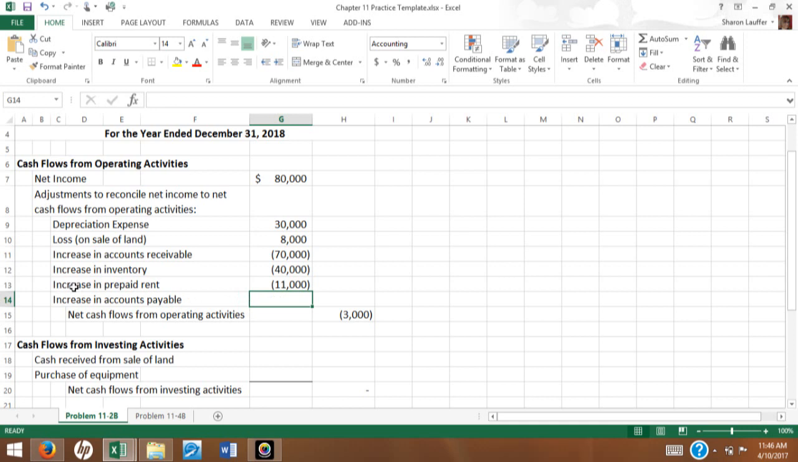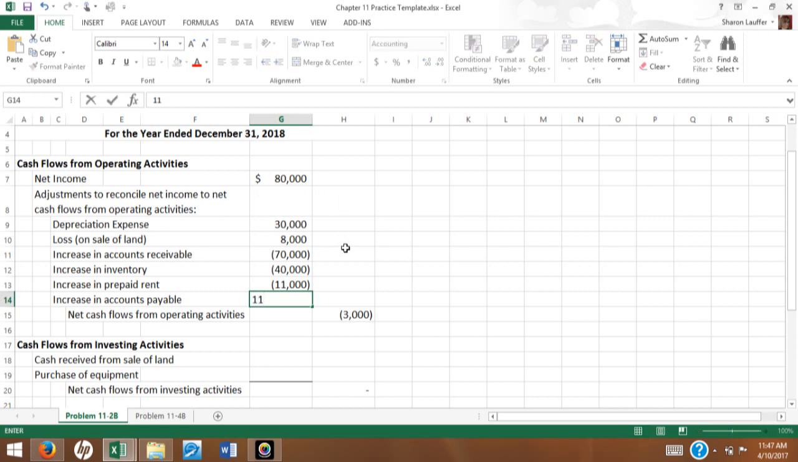We have an increase in prepaid rent, and remember when we recorded prepaid rent, we paid cash for an asset. And because it's prepaid rent, that is not an expense yet, it's an asset. So that cash exchange for that prepaid rent never affected net income because it wasn't an expense yet. But it did use cash. So here we're reflecting that we used cash for something that was not included in our net income because it's not an expense yet.